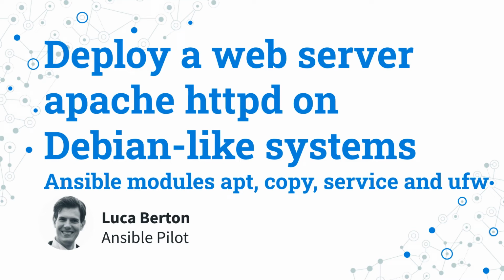How to deploy a web server Apache HTTPD on Debian-like system with Ansible. I'm going to show you a live demo with some simple Ansible code.